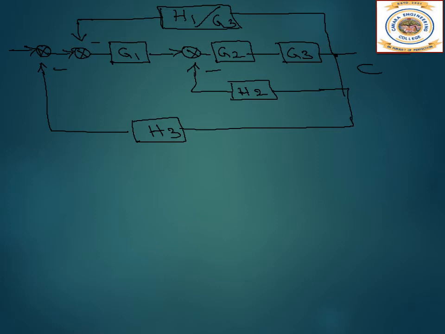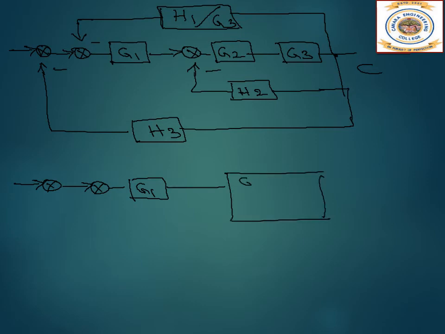So now let us simplify. So first we have to simplify this. This is a feedback, G2, G3 and H2. This will be feedback. So we'll simplify that. So here is summation, this is summation, we have G1. So I'll simplify this and I'll write what we get over here.